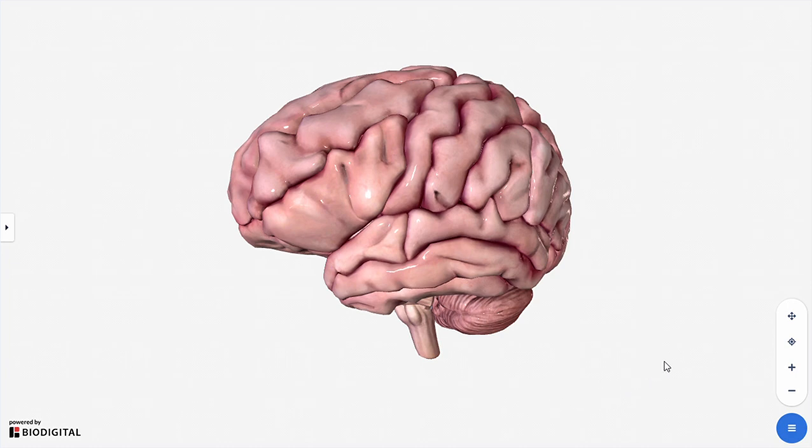Hello everyone, my name is Zachariah Soa and today we are going to be discussing the different regions of the brain as well as what bodily functions each region is responsible for.